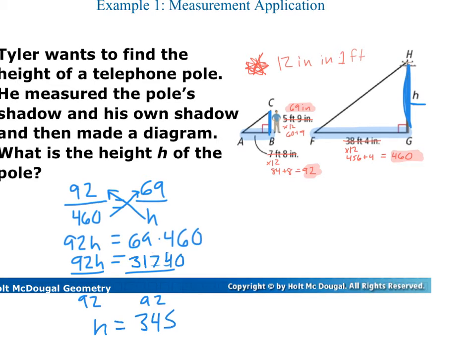345 what? Inches. You can just leave it in inches, but you have to write what it is. You have to write inches, because if you just put 345, I don't know if you're talking about feet or inches or chickens or what.